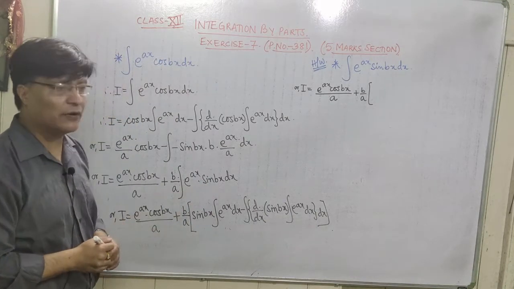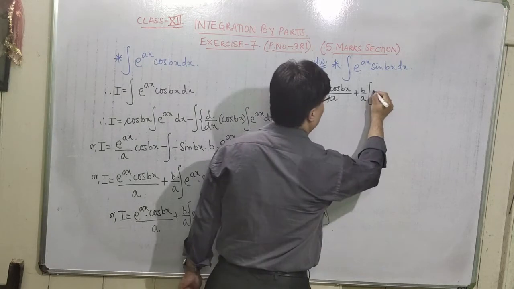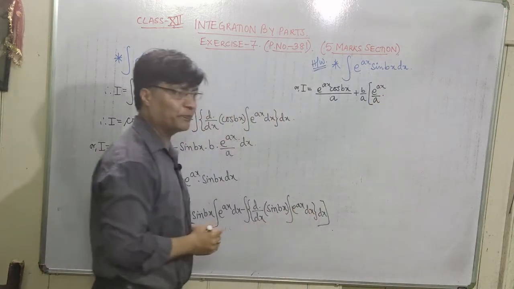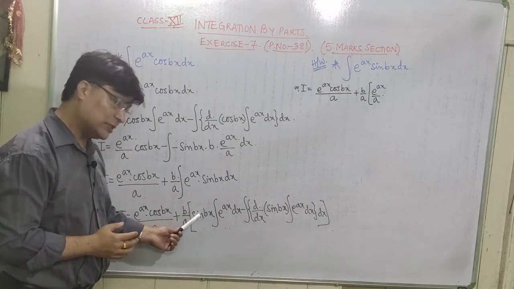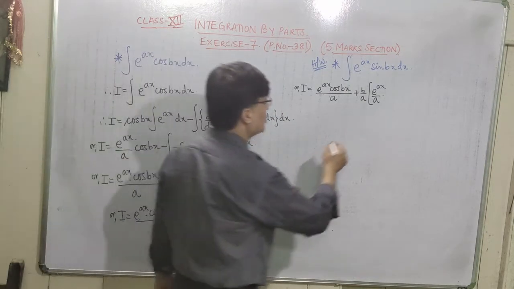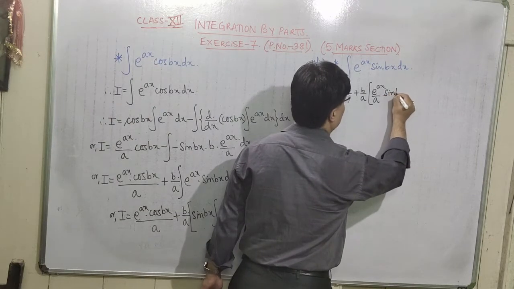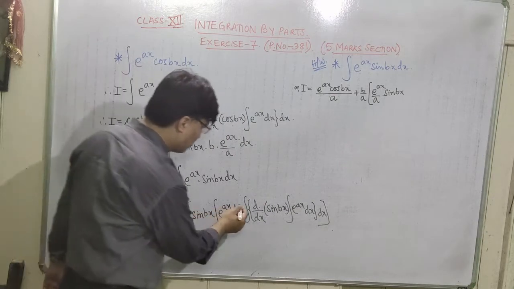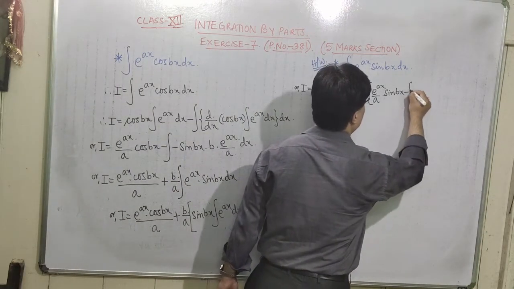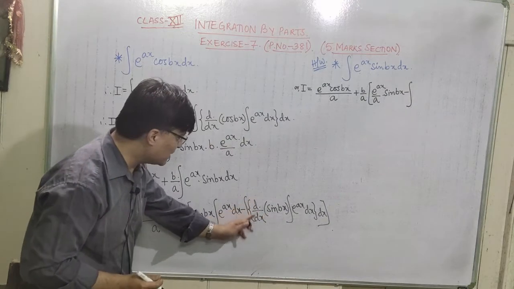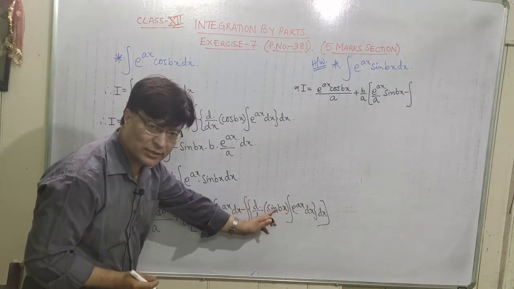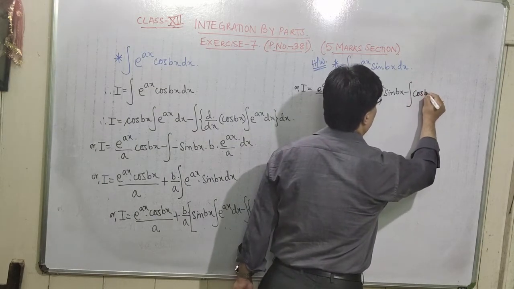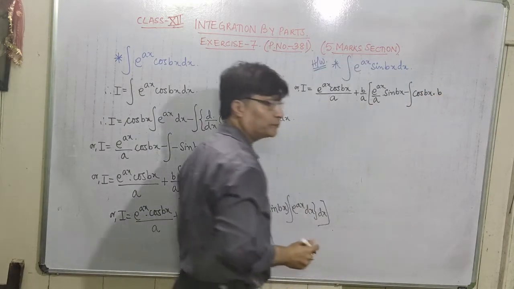So what is the integration of e to the power ax? It is e to the power ax divided by a into, now sin bx is kept as it is, so you have to write sin bx. Then you have to write minus integration of, what is d by dx of sin bx? You know that it is cos bx into b.